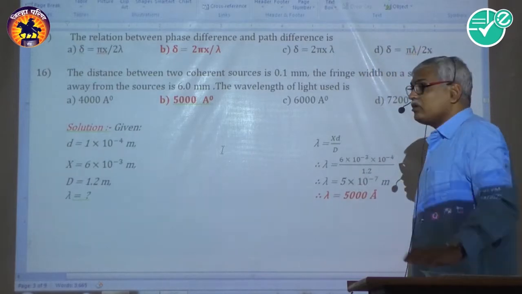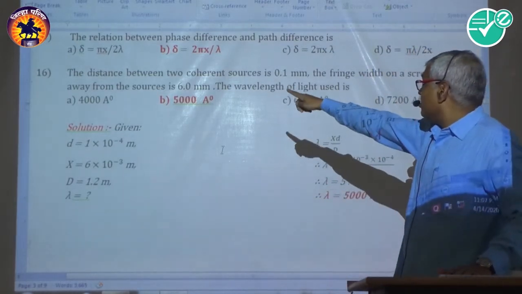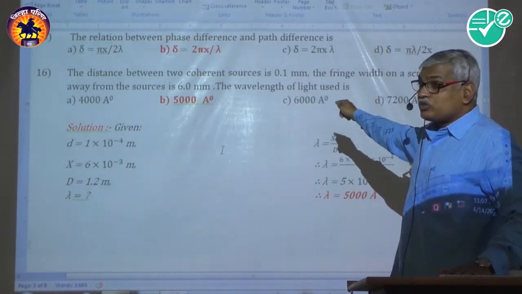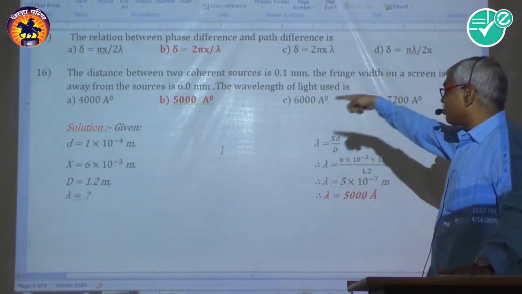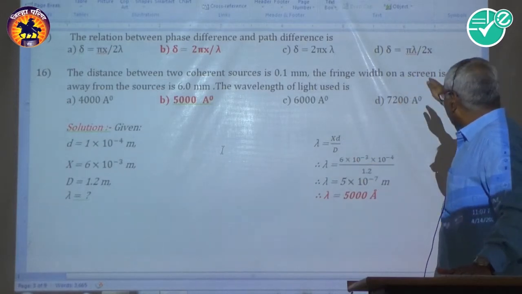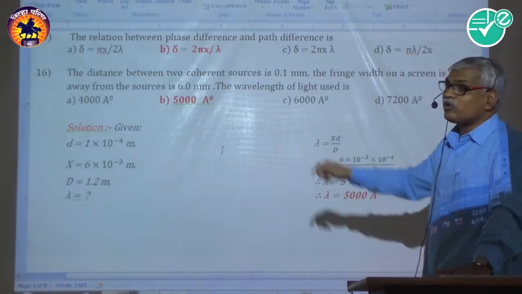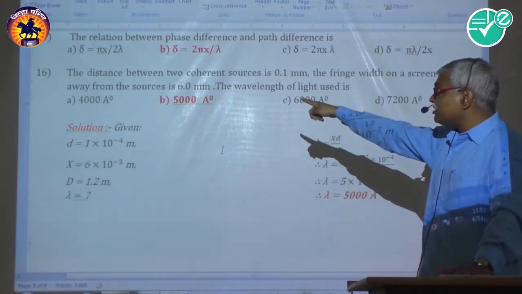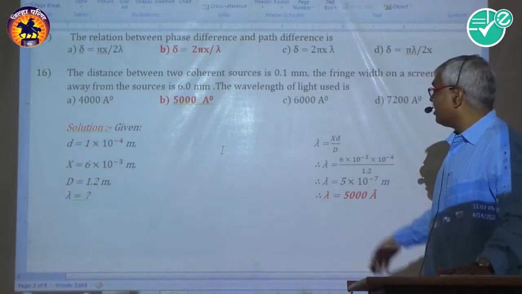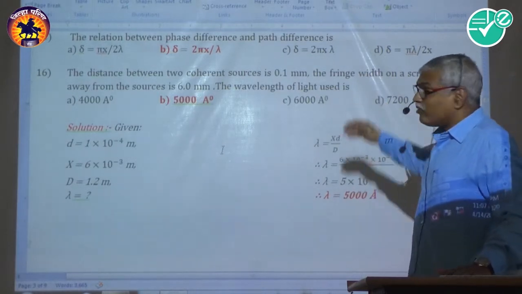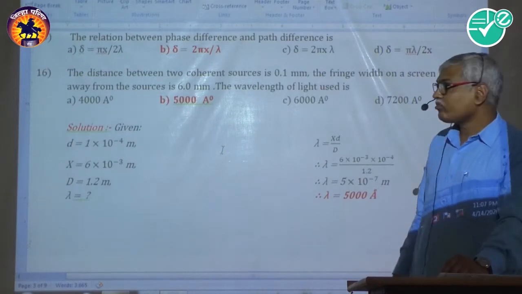Data should be clearly mentioned in the problem. Note down. The distance between the two coherent sources is 0.1 millimeter, that is, small d is equal to 1 into 10 to the power minus 4 meter. The screen is at a distance of 1.2 meter from the sources, that is, capital D is equal to 1.2 meter. The fringe width is 6 millimeter, that is, capital X is equal to 6 into 10 to the power minus 3. Then, what will be the value of the wavelength of light used? That is, we have to calculate the value of lambda.